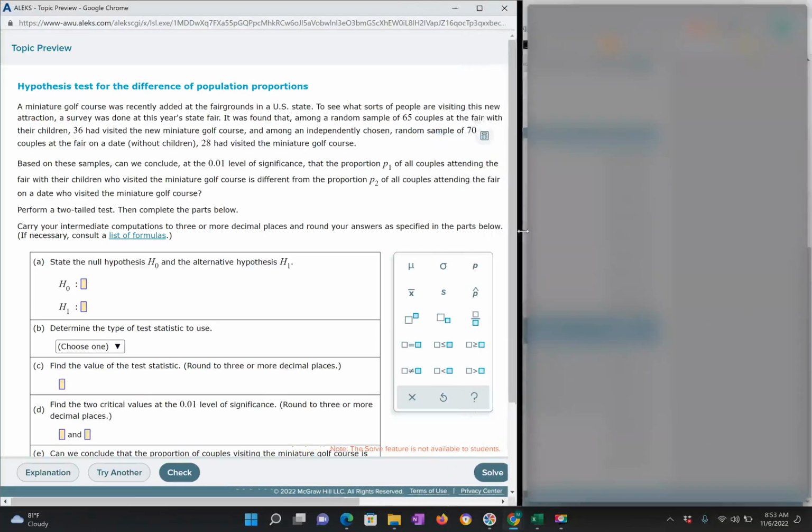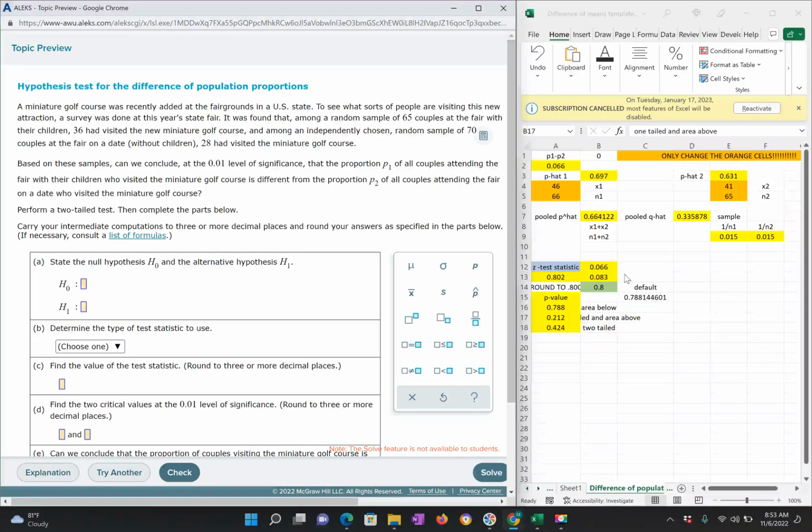And this is the only one that's kind of tricky with respect to the rounding on the z-score. So be careful with that. So let's look at this together.